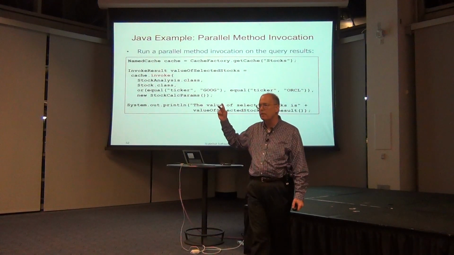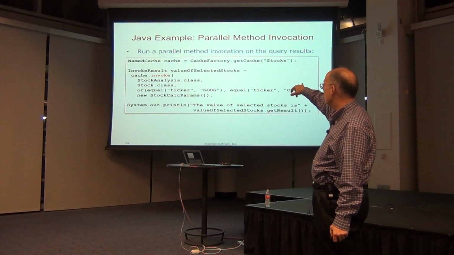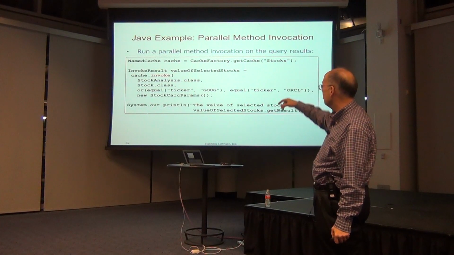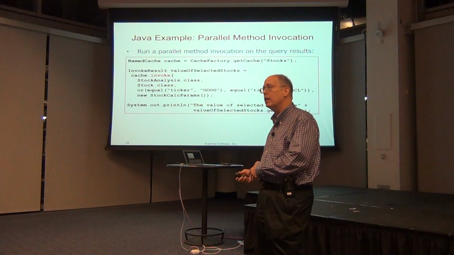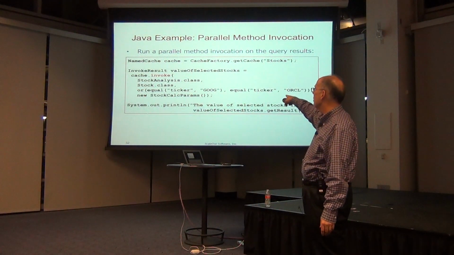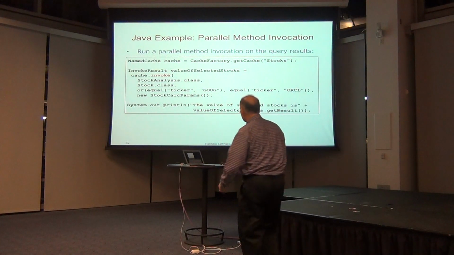And the next slide shows the invocation. You select a namespace in the grid, and then with one line of code, you specify the invocation, this parallel method invocation. And notice you get back the result on that one line of code. So it's very, very simple. That's the point I wanted to make by showing you that.